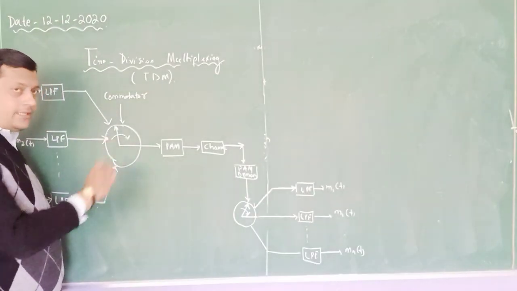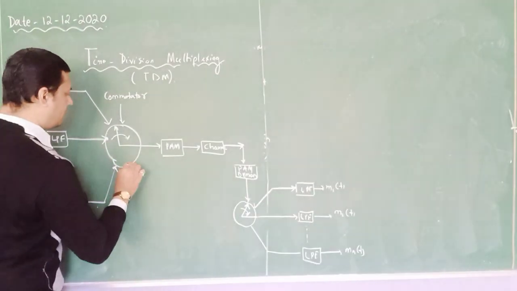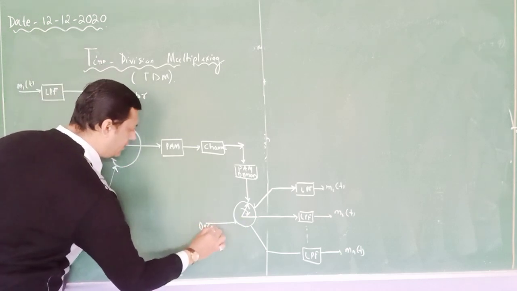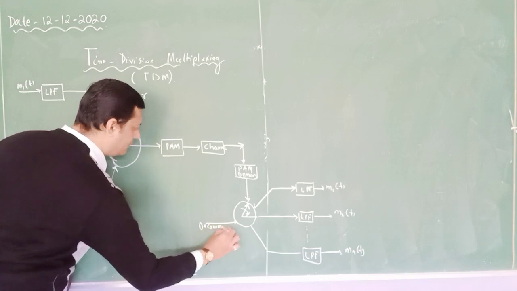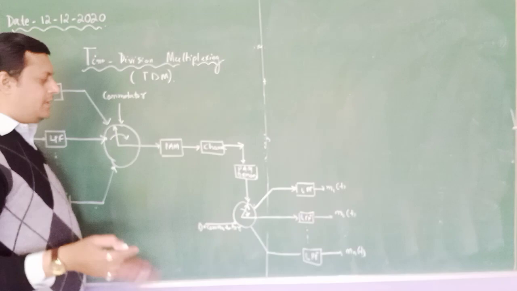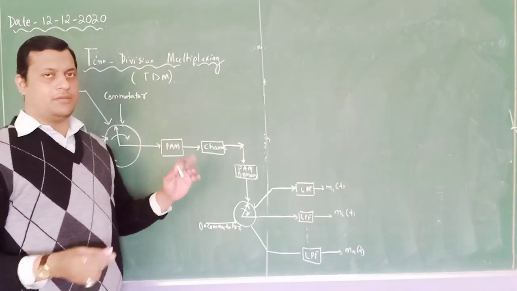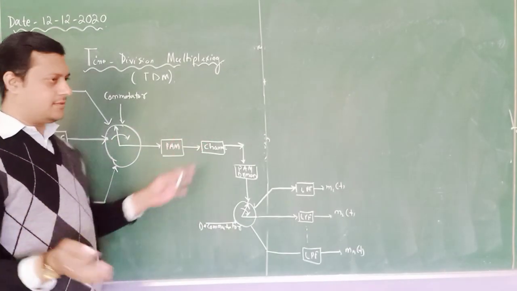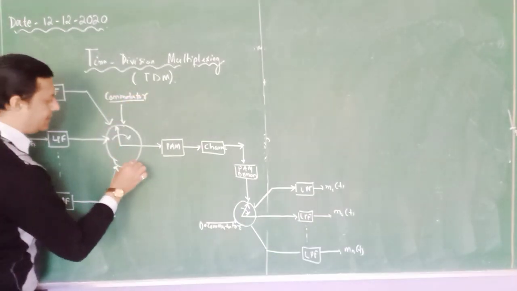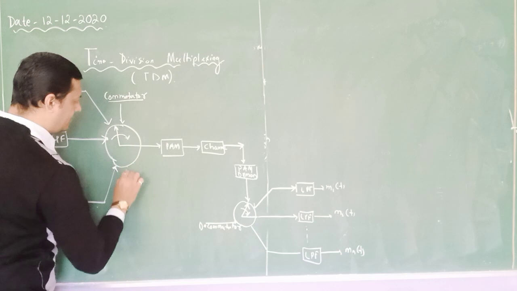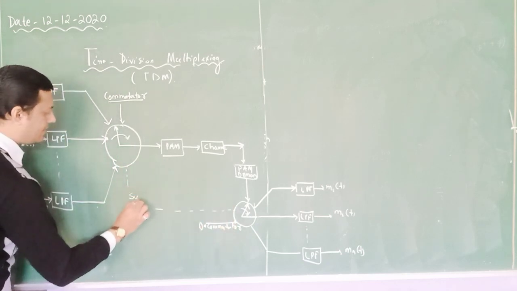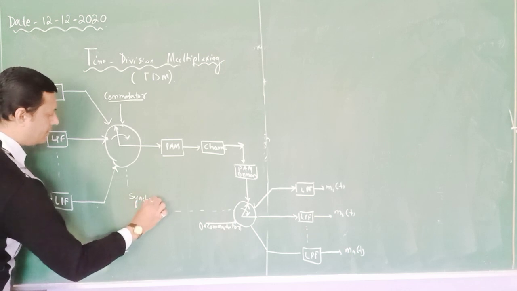Now when you are doing this sort of TDM, your commutator, and this is your decommutator, it will act as demultiplexing. Here we are providing one signal, but it will split into n number of signals. So that is called a decommutator. This is called a commutator. And these decommutator and commutator are synchronized with each other.